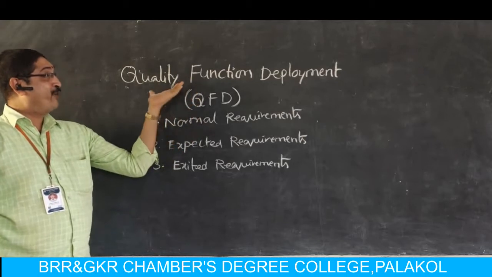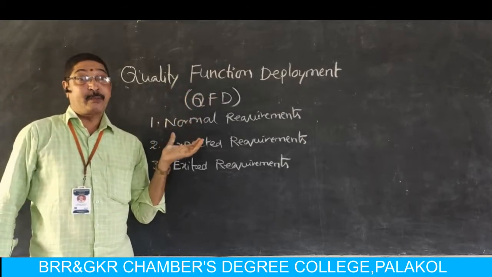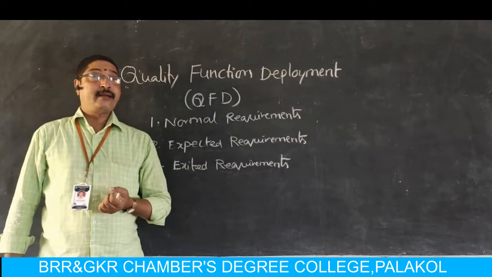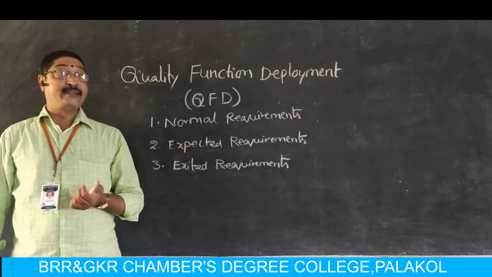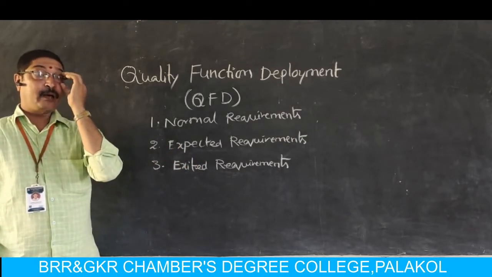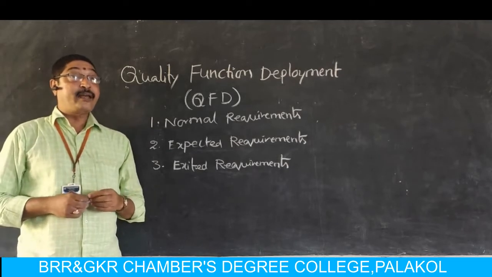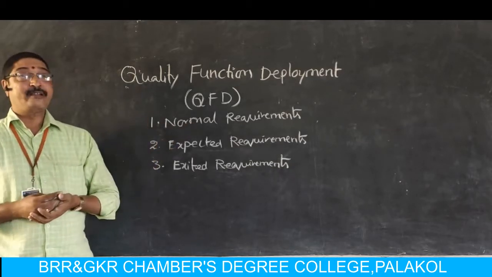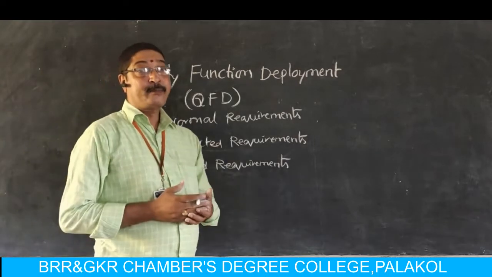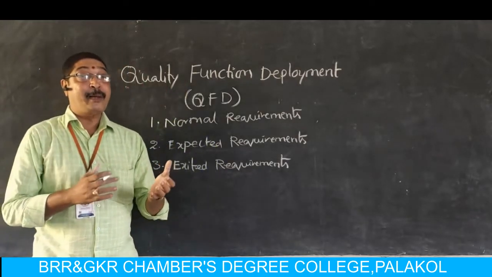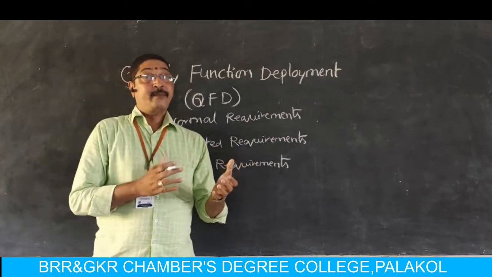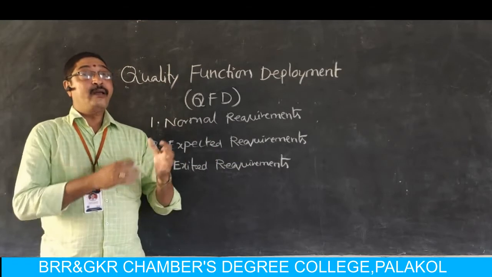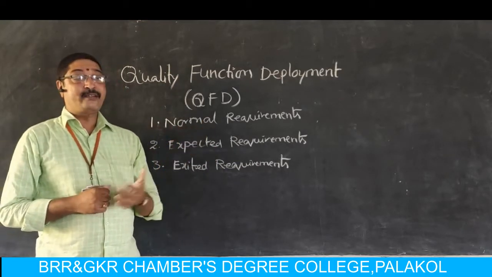Here we categorize it again. That means this QFD, quality function deployment, recognizes requirements as these three types: normal, expected, and excited. Let us discuss each one. Normal requirements: the objectives and goals that are stated for a product or system during meetings with the customer are called normal requirements. At the time of meeting with the customer, some objectives and some expectations will be identified. With the discussion with the client, the developer will identify some objectives, goals, and expectations. So all these will fall under normal requirements.